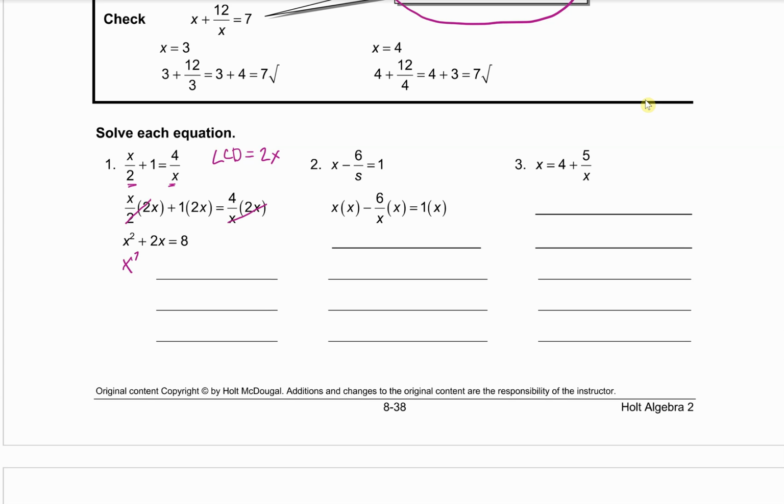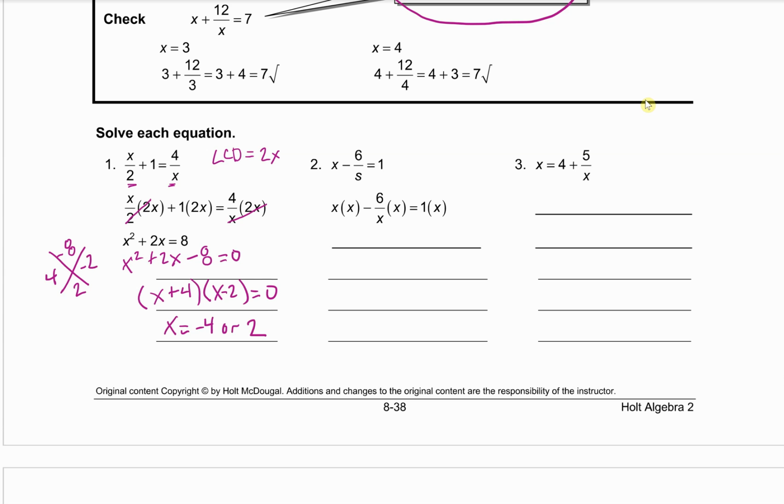So I'm going to set that equal to 0, and then I'm going to factor it. What are the factors of negative 8 that add up to 2? Well, that would be 4 and negative 2. So I'm going to get x plus 4 and x minus 2 equals 0. So we get x equals negative 4 or 2.